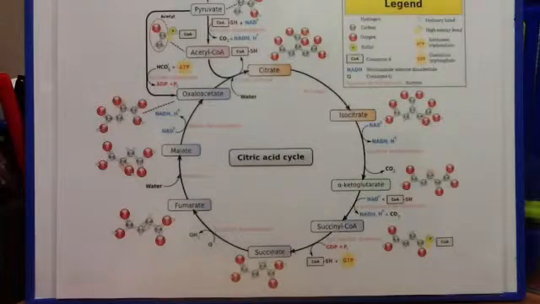Name 4 nutrients that are converted to acetyl-CoA. Carbohydrates, fats, proteins, and alcohol. What happens to the carbons of acetyl-CoA in the mitochondria? They are oxidized to CO2 via the TCA. What is then transferred to the coenzymes? Hydrogen. Electrons are transferred to the respiratory chain.